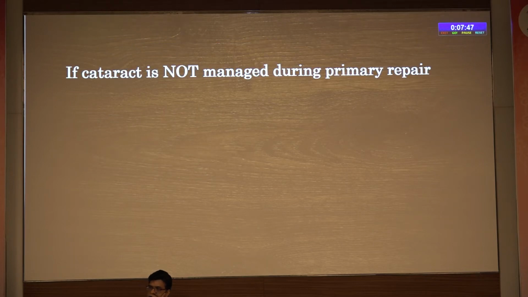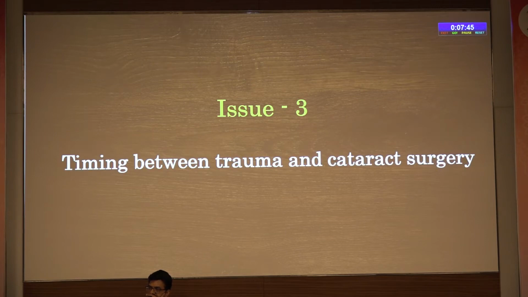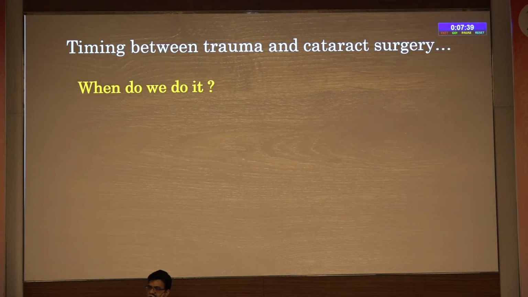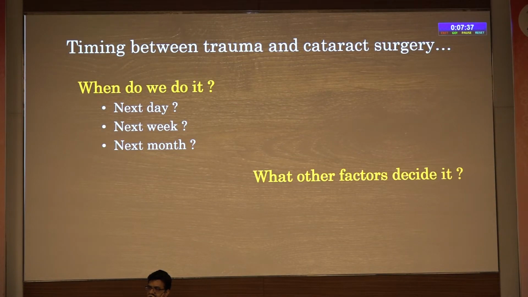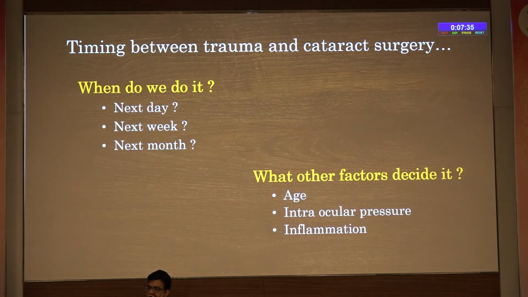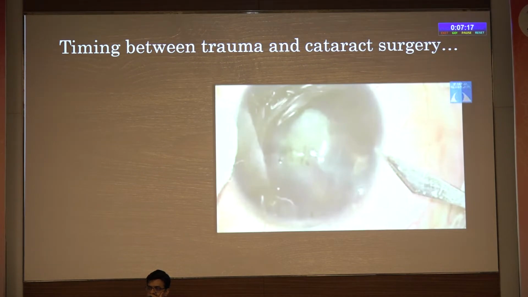So if cataract is not managed during the primary repair, then when do you manage? The timing between trauma and cataract surgery in a child is very important. Do we do it next day, next week, next month? How do you decide what the factors are? Age is the first criterion. The younger the child, the sooner you want visual rehabilitation, with a dense opacity in the lens. And if there is an inflamed eye with loose cortex, inflammation and IOP issues are a factor which tells us when to decide and do surgery.